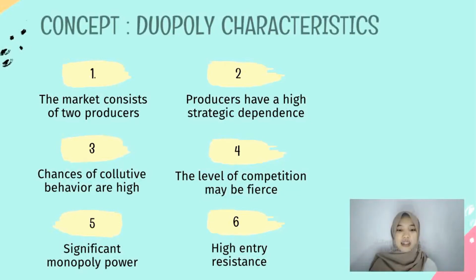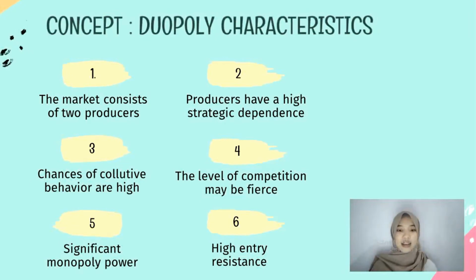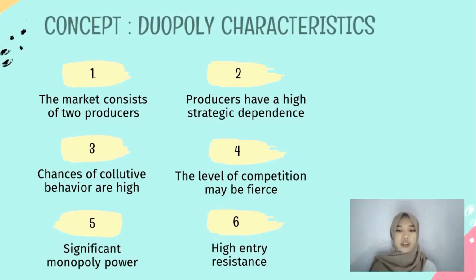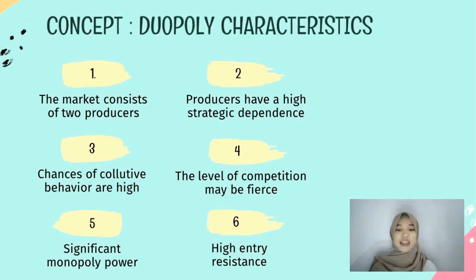Third, chances of collusive behavior are high. Since both of them are highly interdependent, they are likely to collude to secure high market profits. Fourth, the level of competition may be fierce. This happens when the two don't collude. Regulators usually keep a close eye on this market to avoid anti-competitive practices. Therefore, the strict supervision of regulators means that the two cannot collude.